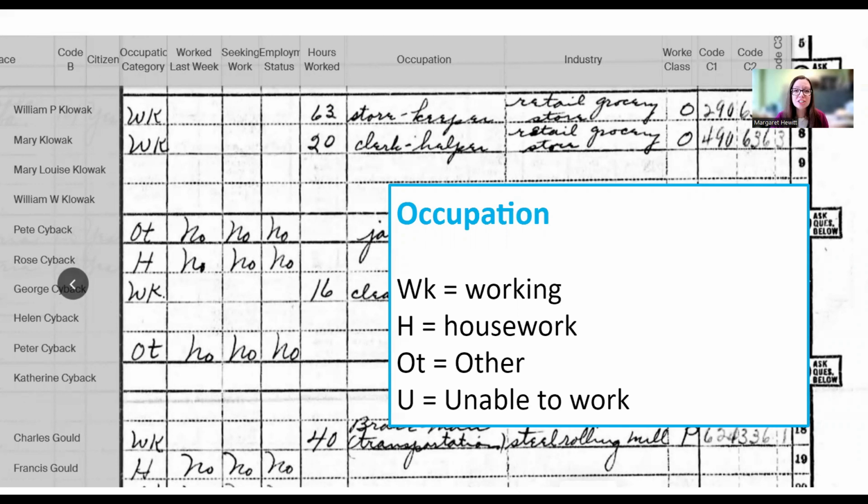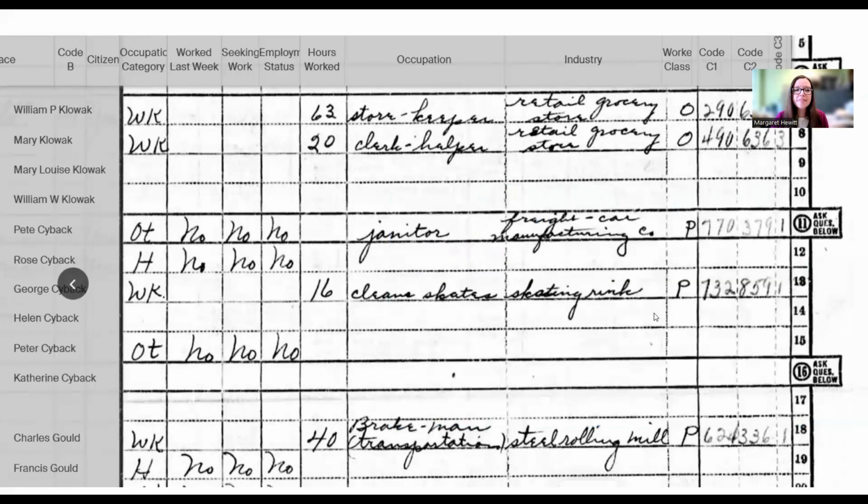There's going to be a few other questions next to that regarding their recent work. So there's a question asking if they worked the week prior to the census being taken. There's a question asking that if you didn't work, were you actively looking for employment? And then another question regarding the number of hours that you worked. So here we can see the number of hours that each of these individuals worked in the previous week. So William Kloak worked 63 hours as a storekeeper. His wife worked 20 as a clerk helping in that store. And their neighbor, George Syback, worked 16 hours cleaning skates at a skating rink.